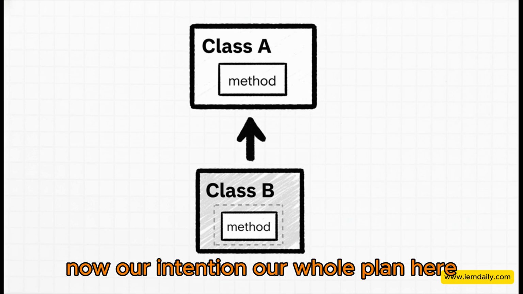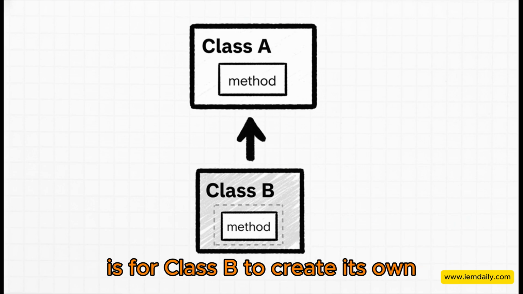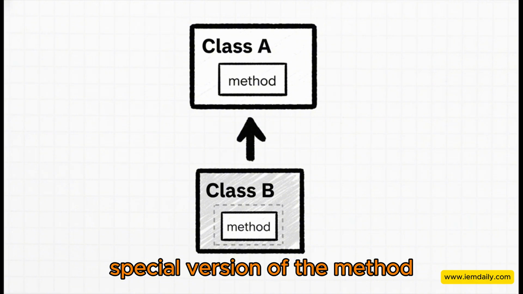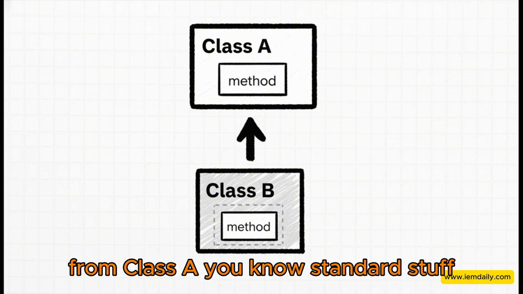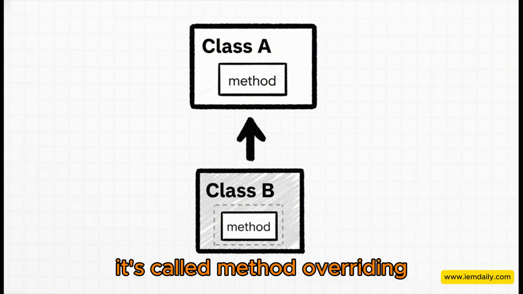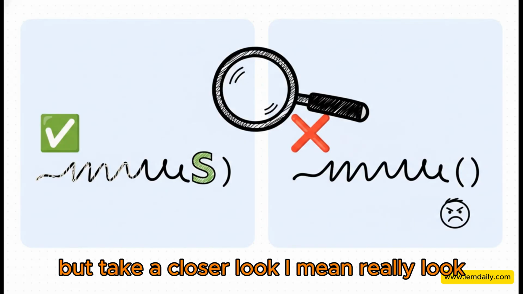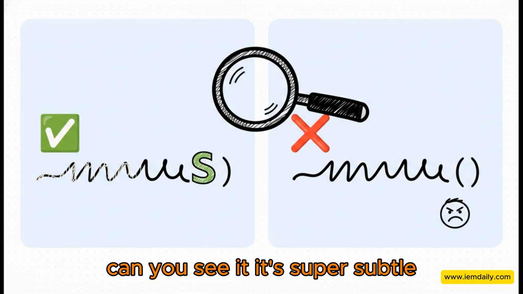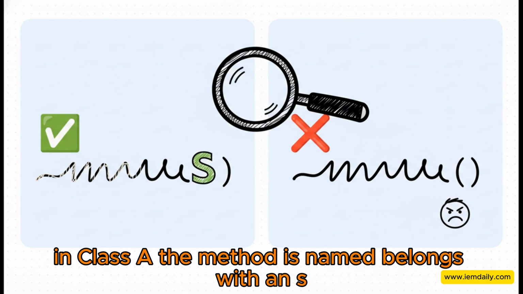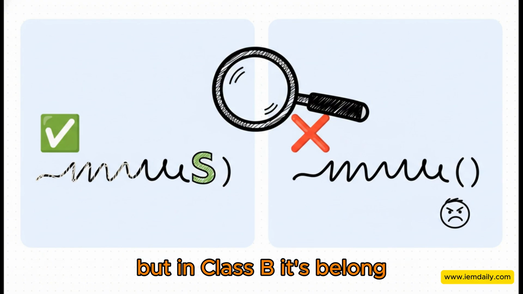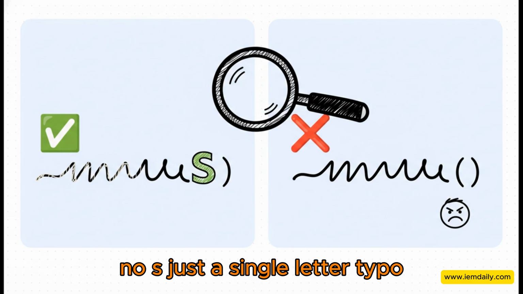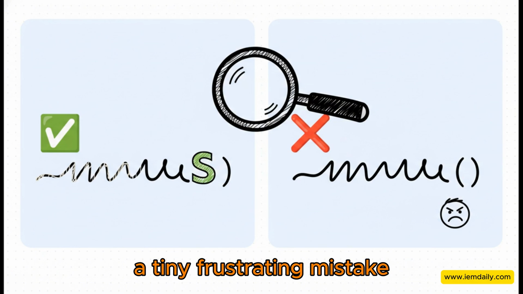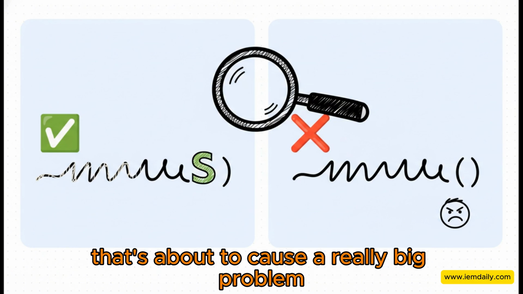Now our intention, our whole plan here, is for class B to create its own special version of the method from class A. Standard stuff, it's called method overriding. But take a closer look. Really look. Can you see it? It's super subtle. In class A, the method is named belongs with an S, but in class B, it's belong, no S. Just a single letter typo. A tiny, frustrating mistake that's about to cause a really big problem.